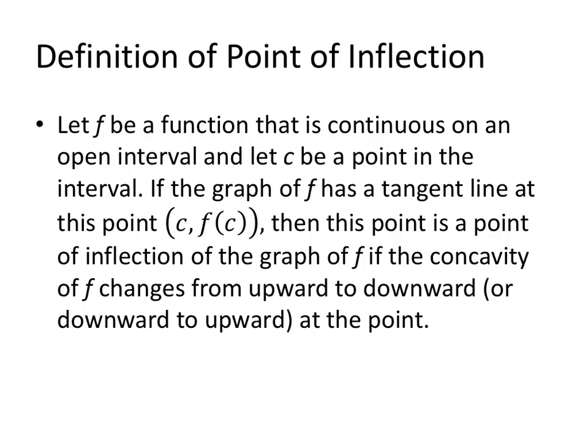Now, we had critical numbers when it comes to the first derivative. Now we're going to have what are called points of inflection. Let f be a function that is continuous on an open interval, and let c be a point in the interval. If the graph of f has a tangent line at this point, and what that means is that the first derivative exists at this point, the slope of the tangent line is the first derivative, then this point is a point of inflection of the graph of f if the concavity of f changes from upward to downward, or downward to upward at the point. So like we had the extrema, where we change from increasing to decreasing or decreasing to increasing, for the second derivative we call it a point of inflection.